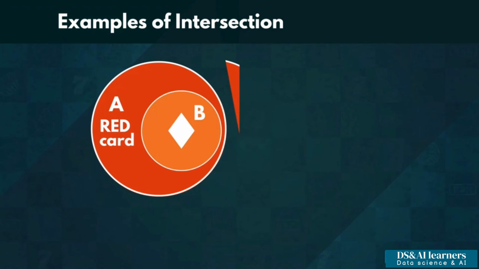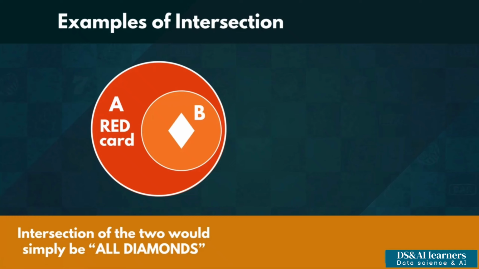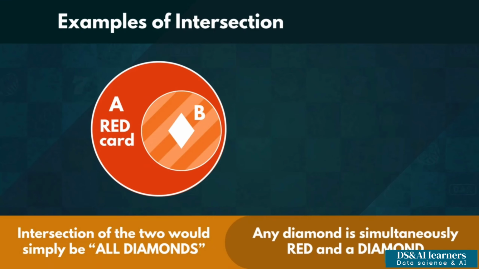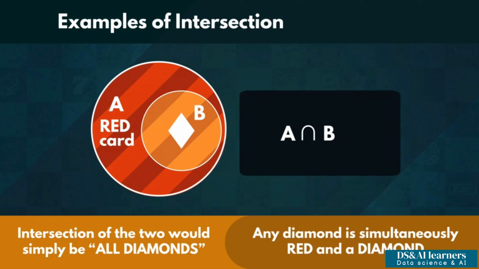In the example with red cards and diamonds, the intersection of the two would simply be all diamonds. That is because any diamond is simultaneously red and a diamond. We would write this as A intersect B equals B.